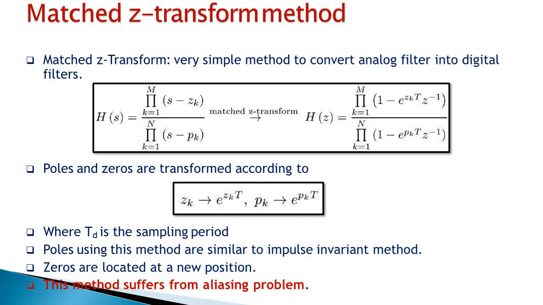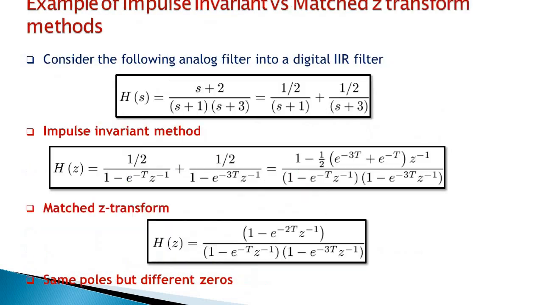In the matched Z-transform, poles and zeros are transformed according to z_k equals e raised to z_k T, and poles are e raised to p_k T, where T is the sampling period. Poles using this method are similar to the impulse invariant method. Zeros are located at new positions. This method also suffers from the aliasing problem.